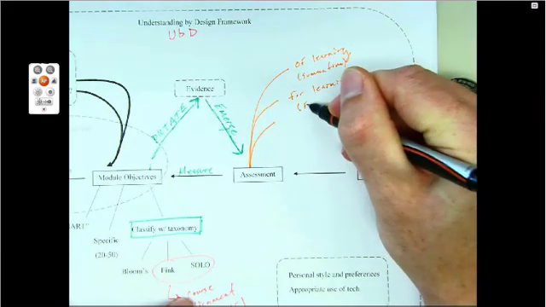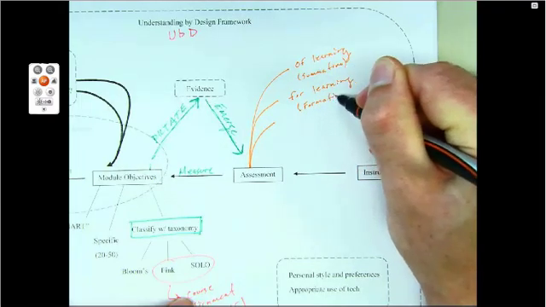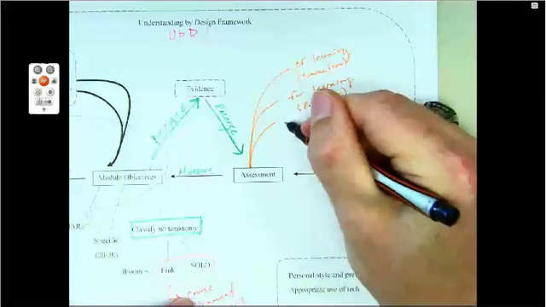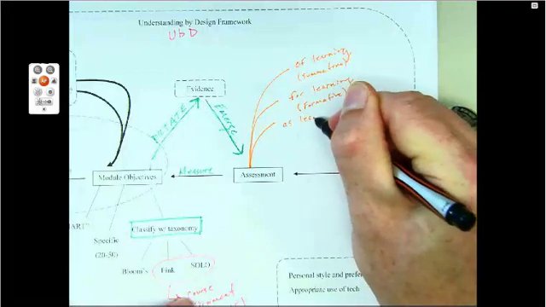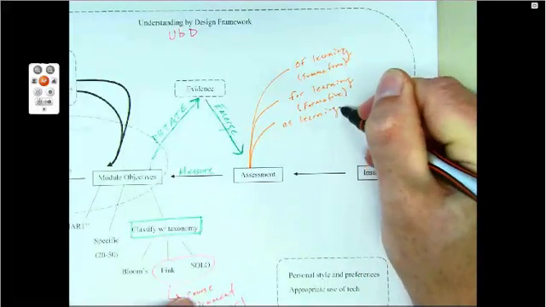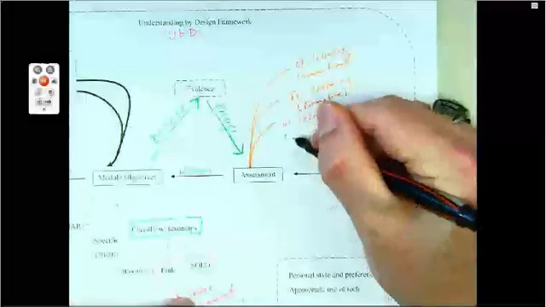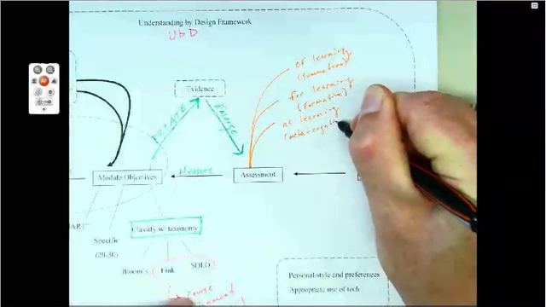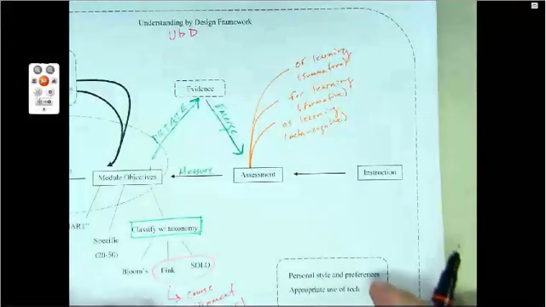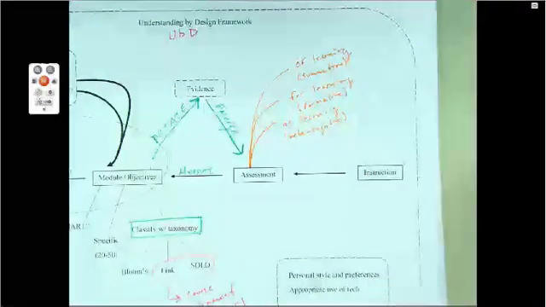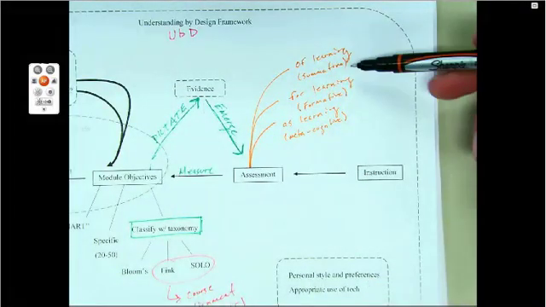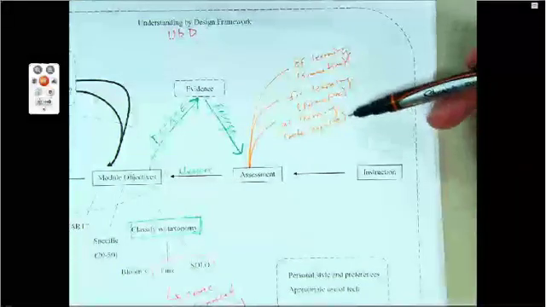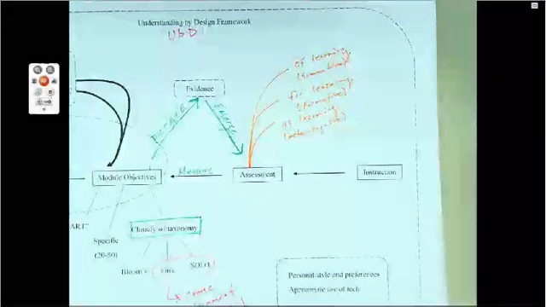This is formative. And then we have assessment as learning. And I'm going to call this metacognitive. Metacognition is thinking about one's own thinking. So we've got summative, formative, and metacognitive in terms of assessment.